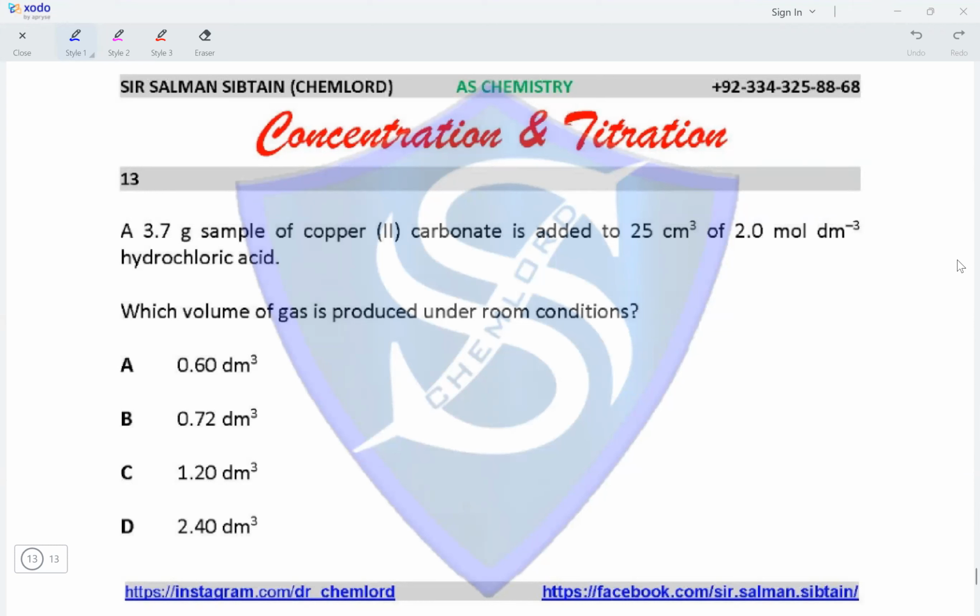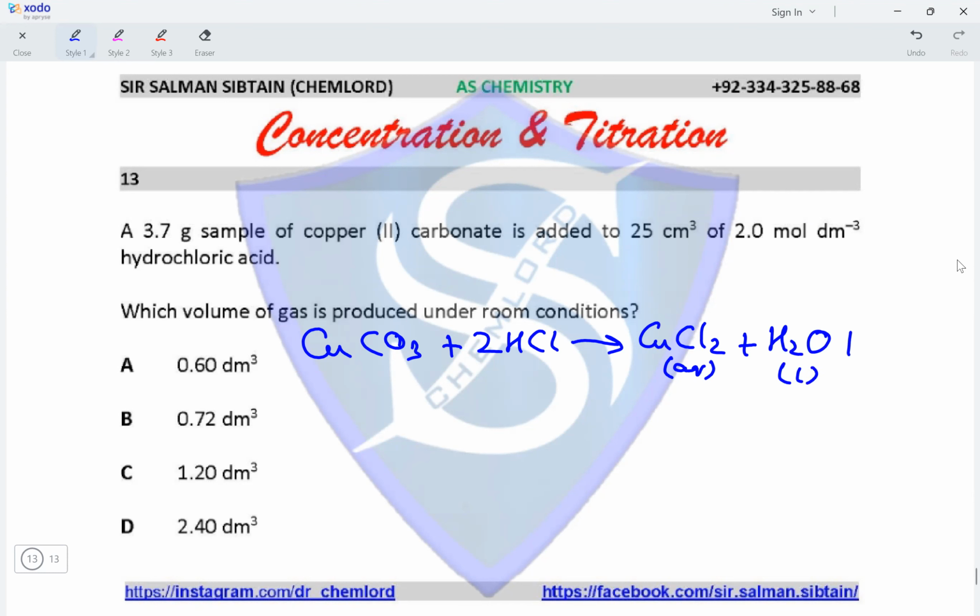Question 13. A 3.7 gram sample of copper carbonate CuCO3 is added to 25 cm³ of 2 mole per dm³ hydrochloric acid. Which volume of gas is produced under room conditions? So when these two reagents react, the products are CuCl2, which is aqueous, plus H2O, which is a liquid, plus CO2 gas. So the molar ratio of copper carbonate to carbon dioxide, which is the gas, is 1 is to 1.